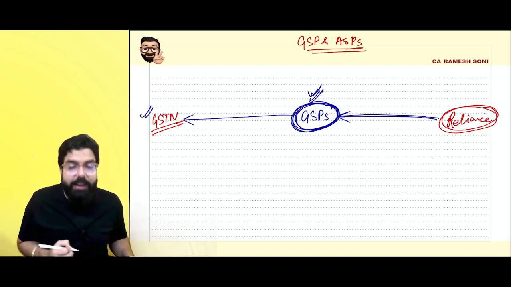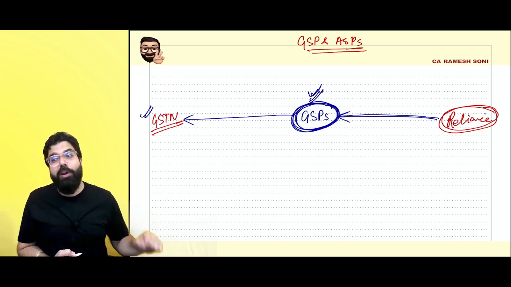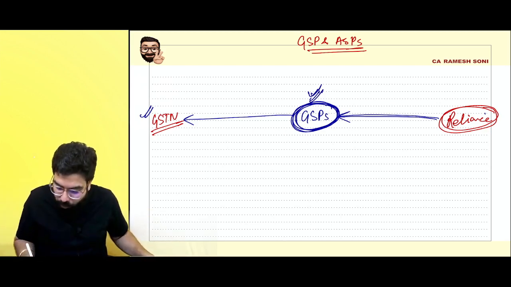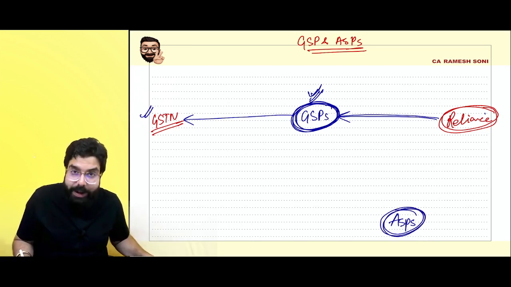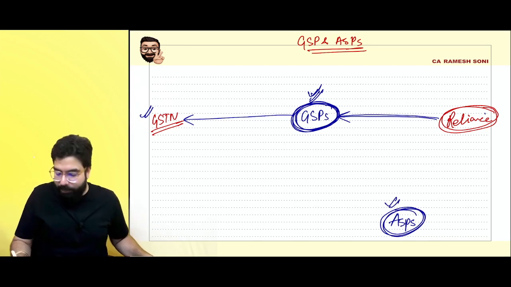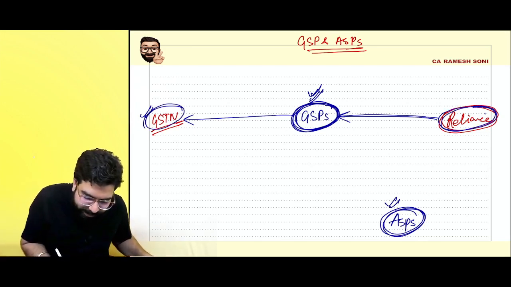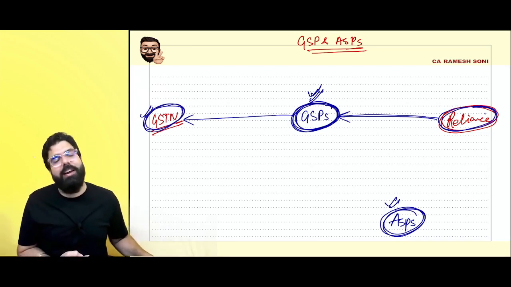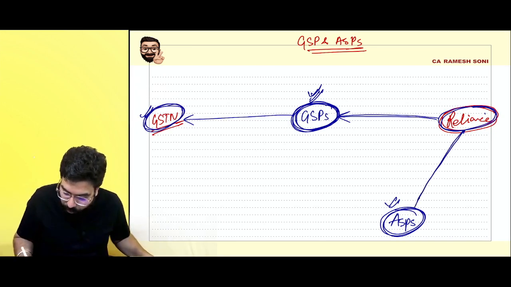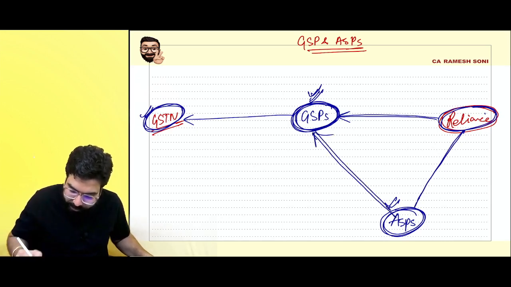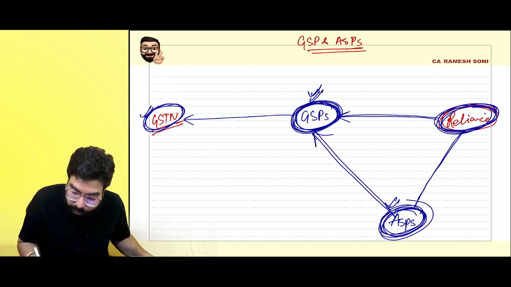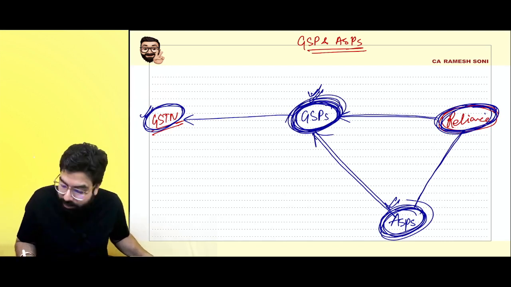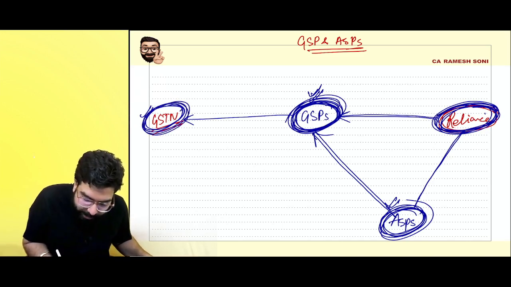Now, if GSPs can develop the software, very good. If GSPs can't develop the software, they will take the help of ASPs, application service providers, who will develop the software, and basically the details which Reliance wants to put in the GSTN can be pushed into the GSTN network. So basically, ASPs will always serve as a link between the taxpayer and GSPs. GSPs always serve as a link between the taxpayer and the GSTN.